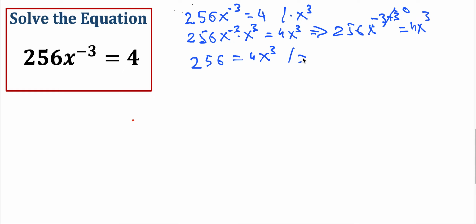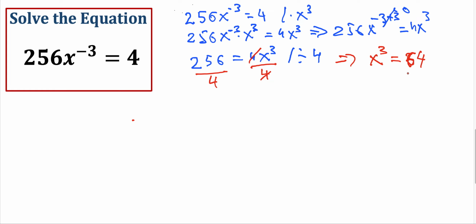And now here I am going to divide everything by 4. So I'm dividing this side by 4, and I'm going to divide this side by 4. So this 4 goes away, and what remains is x cubed is equal with 64, because 256 divided by 4 is going to be 64. So that's what we have.